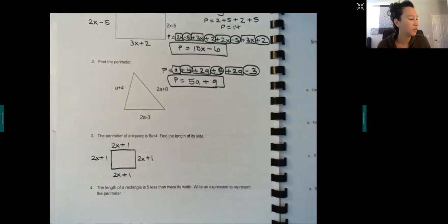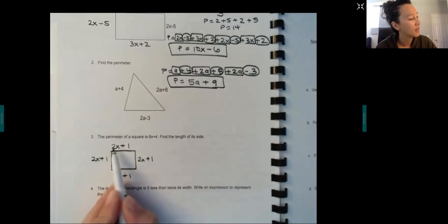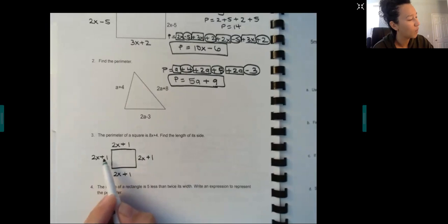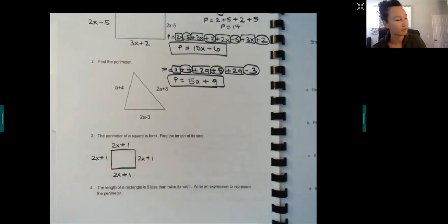And it's a square, so remember they all had to be the same. So now if we add them all up, 2x plus 2x plus 2x plus 2x, that gives us our 8x, and we add up our 1s, 1 plus 1 plus 1 plus 1, that gives us the 4. All right, any questions on number 3?